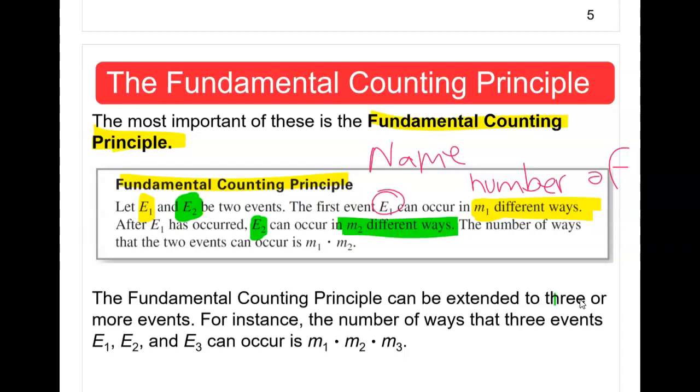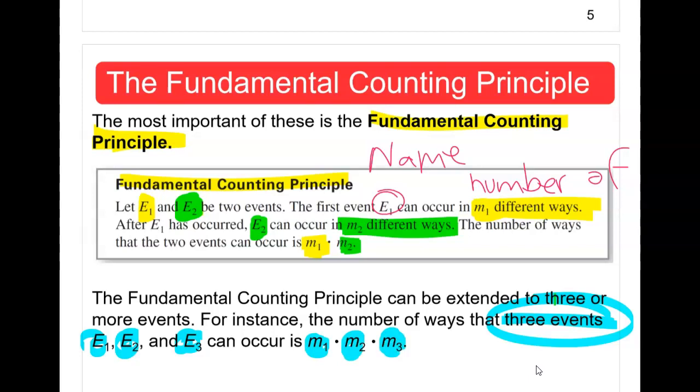The number of ways that the two events can occur is the product of those two, M sub 1 times M sub 2. Now it's important to notice that M sub 1 and M sub 2 may or may not be equal. One may be smaller than the other, or they may be equal, and that's okay. So using that fundamental counting principle, the product of those numbers of ways, that's how we can get the total number of ways that a list of events could occur. So for example, here we have 3 events, event 1, 2, and 3. And to calculate the number of ways that the 3 events can occur, you multiply the number of ways for each event.